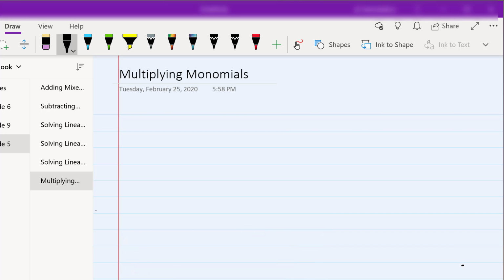Today we're going to be discussing multiplying monomials. Specifically, we're going to be looking at two cases. The first will be product of powers, and the second will be power of a power. Let's get started.